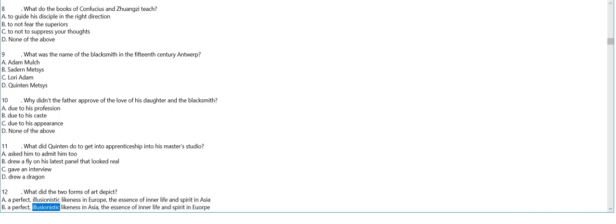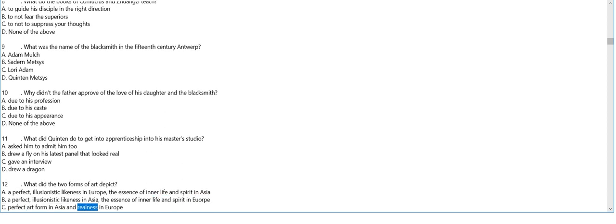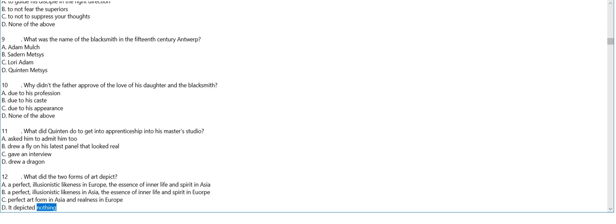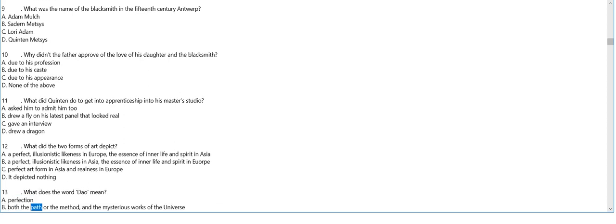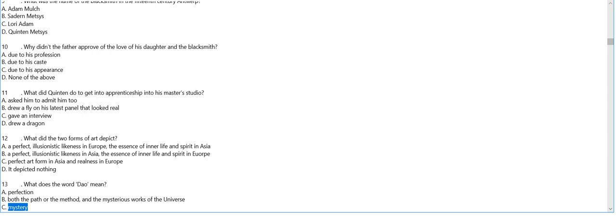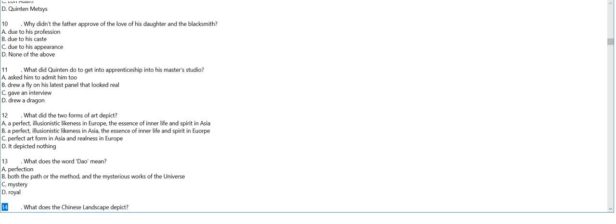B. A perfect, illusionistic likeness in Asia, the essence of inner life and spirit in Europe. C. Perfect art form in Asia and realness in Europe. D. It depicted nothing. 13. What does the word Dao mean? A. Perfection. B. Both the path or the method, and the mysterious works of the universe. C. Mystery. D. Royal.